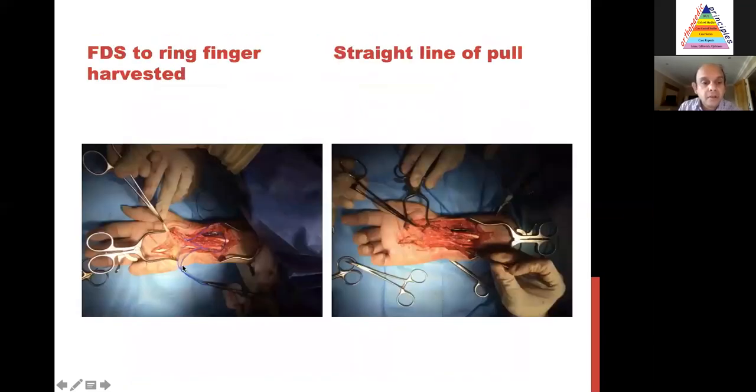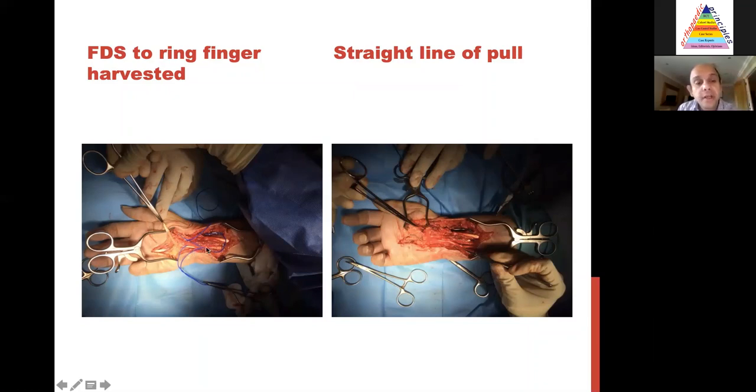This slide shows the harvested FDS. As I was telling you, once I've identified that this is the FDS to the ring finger and not the FDP, see how much length I've got. So you cut just before the chiasma, hoping the patient won't get swan neck finger. And once I've done that, and that's the FDS going there, what you can see is there is a bend here. It's not straight.